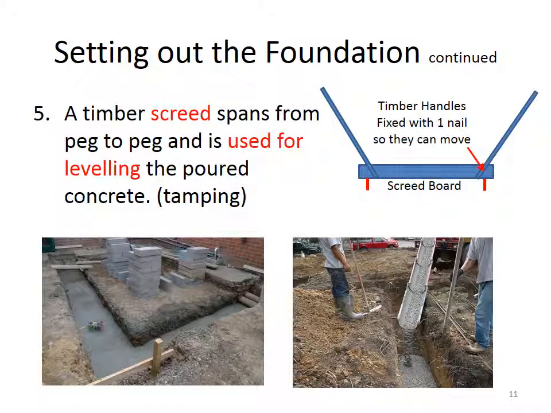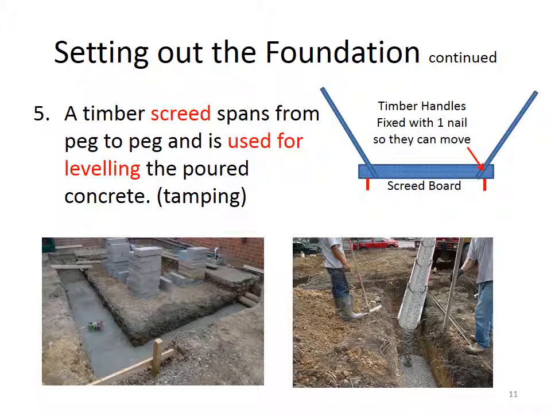Setting out the foundation continued. Step 5, the last step. So a timber screed spans from peg to peg and is used for leveling the poured concrete. So how we do this is the concrete is poured in. We can see the image in the bottom right hand corner there showing the concrete being poured into the trench, and then what would happen is 2 operatives or 2 craftspeople would have the screeder board, which is a big heavy length of timber, and they would use the pegs as a guide in order to make sure that the concrete is level.